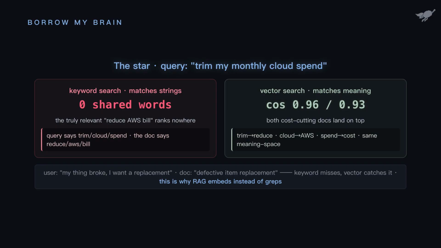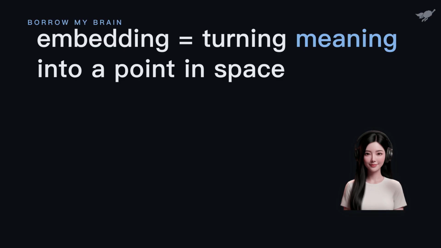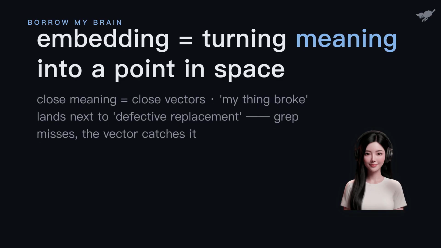Vector search. The two cost-cutting entries, similarity 0.96 and 0.93, come right up to the top, rock solid. Trim and reduce, cloud and AWS, spend and bill, in meaning space they land in the same neighborhood. 0 shared words, and it still hits.